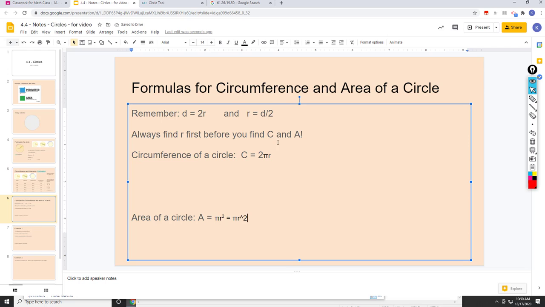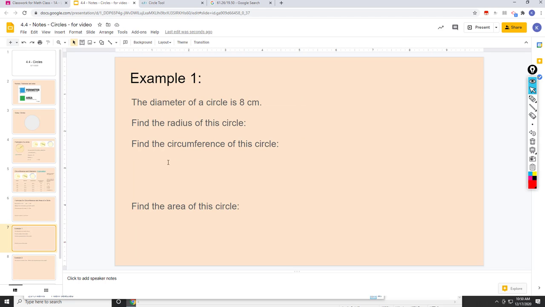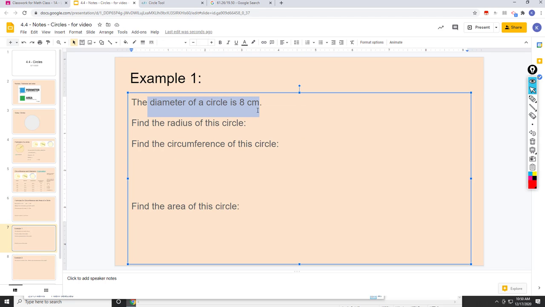For problems on the MCAS, if you're looking for a circumference and area, you should make sure you find the radius first. For example, the diameter of a circle is 8 centimeters, so the radius would be 8 divided by 2, which is 4 centimeters. So the circumference would be 2 times pi times 4 centimeters, which is 8 pi centimeters. Area is pi r squared, which is pi times 4 centimeters squared, which is 16 pi centimeters squared.